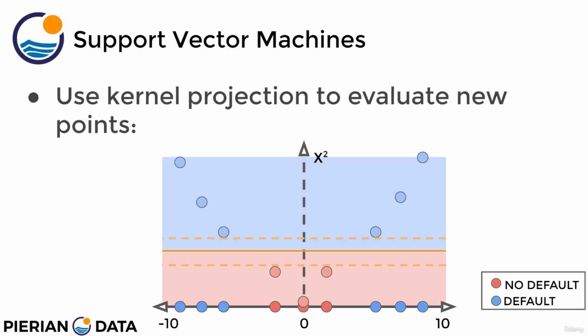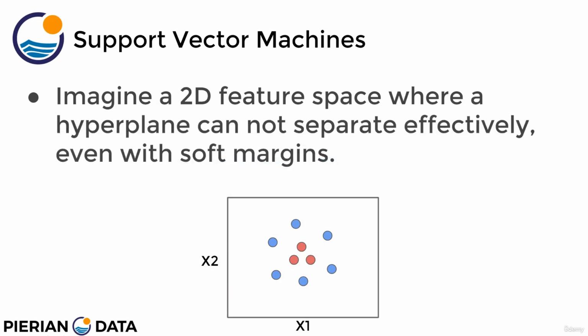So using the kernel projection to evaluate a new point would look something like this. We would see where that new point lies on this original one-dimensional feature, and then project it to the x squared using something like the polynomial kernel. And in this case, we would classify this as a default. And now we can see how we can deal with class points that are not easily separable through the use of a kernel. We can also explore how this example works in 2 dimensions.